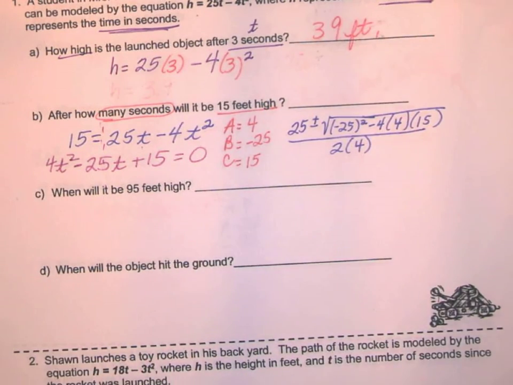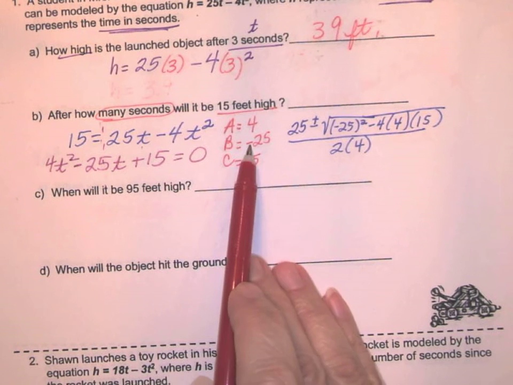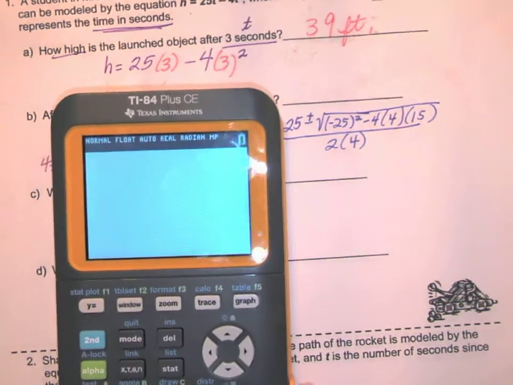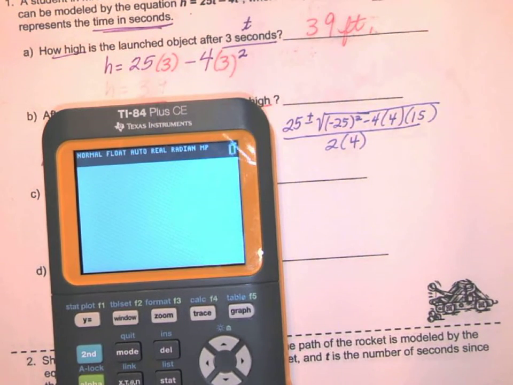When you do that, please be careful that negative negative b actually turns out to be positive. On this one, I don't want a weird simplified radical answer. To know seconds, I need a rounded decimal. So let's use our calculator.